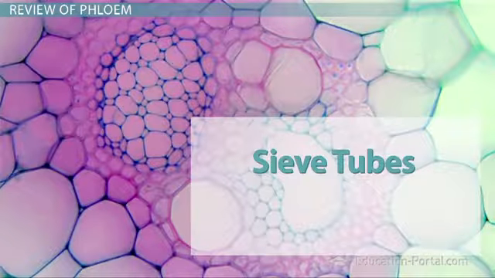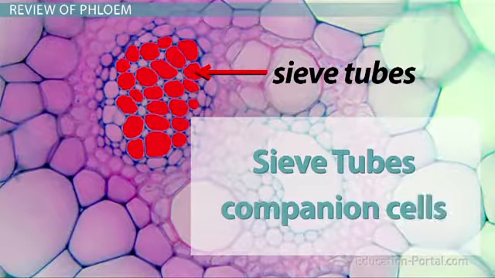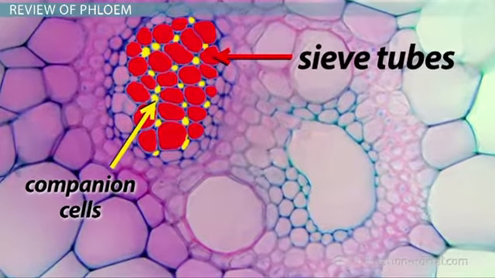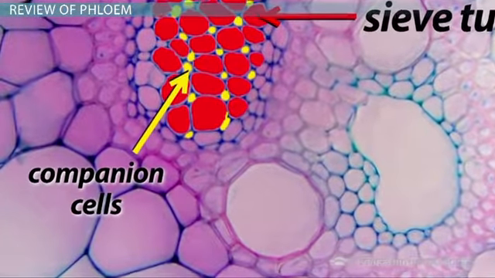Sieve tubes are more advanced than sieve cells and are found in flowering vascular plants, which are called angiosperms. Sieve tubes have specialized cells called companion cells located near them. These companion cells carry out energy-consuming metabolic activities for the sieve tube elements, which improves efficiency of the phloem. Companion cells are derived from parenchyma cells, which are a type of ground tissue in plants.